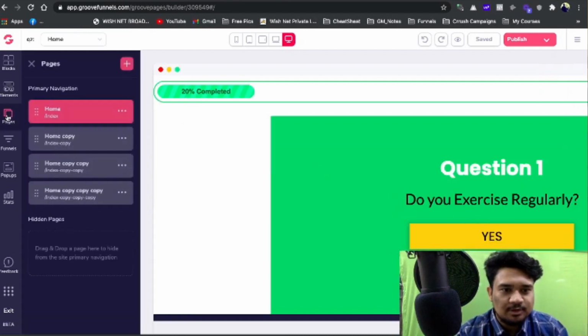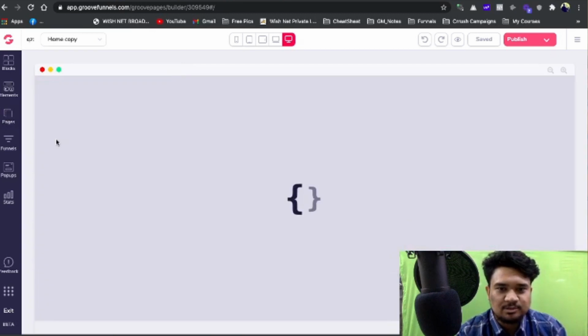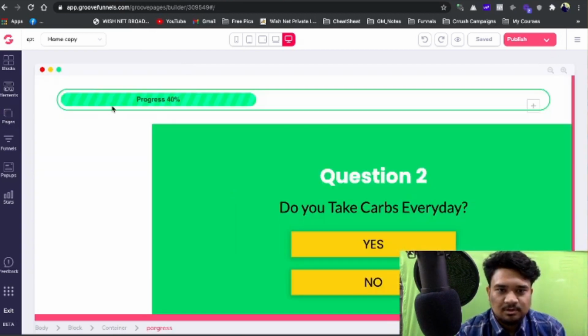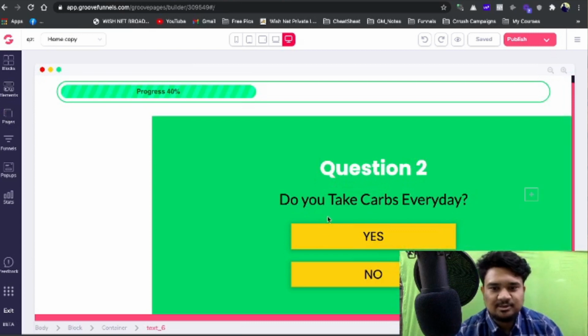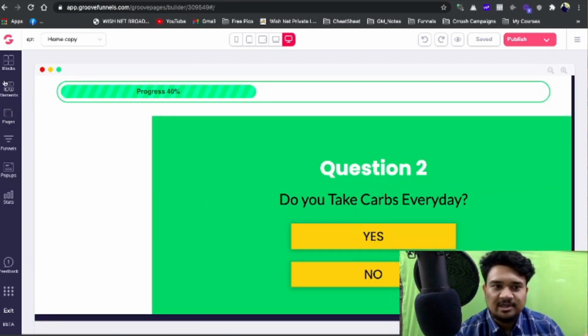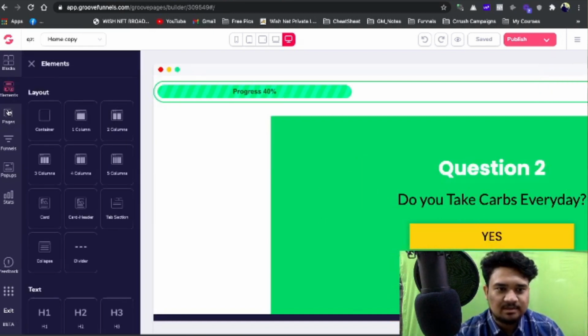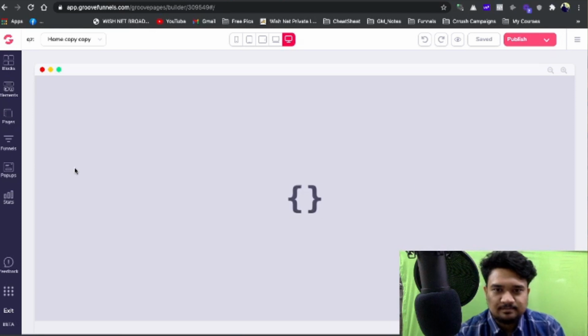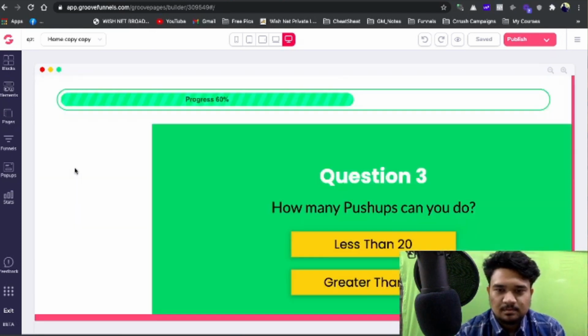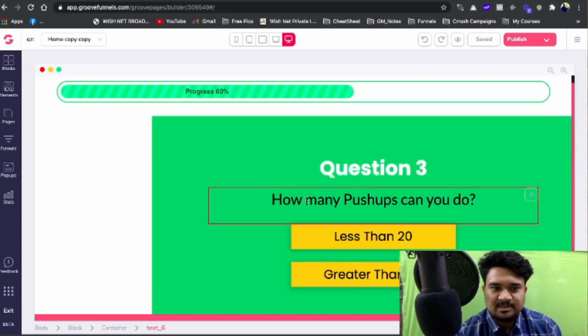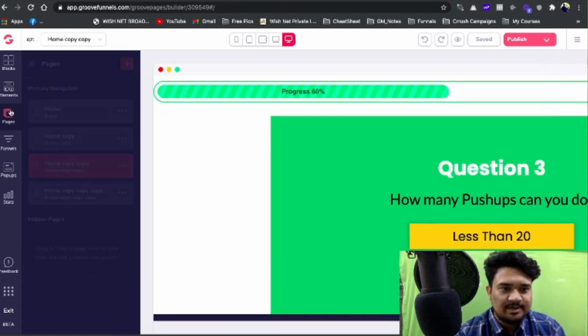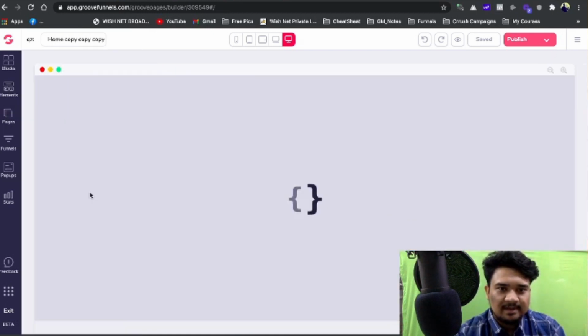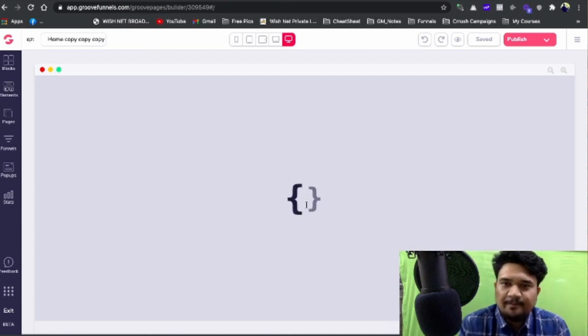Okay, I'm going to show you that also. Suppose this is my quiz page 2. So here is the progress bar, and say like this: do you take carbs every day, yes or no? Irrespective of what button he or she clicks, he or she should be redirected to quiz page 3. This is the one. Now after quiz page 3, he or she will be redirected to quiz page 4. And guys, here I created the 4 page quiz.